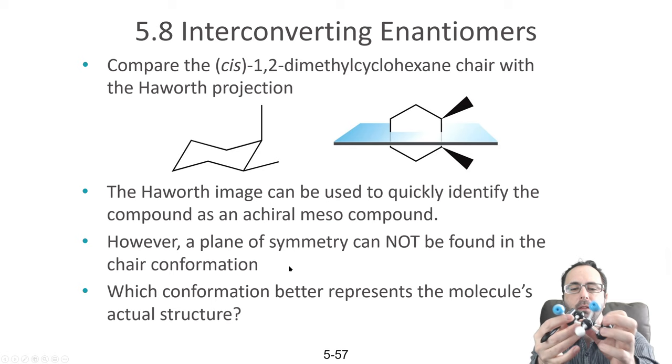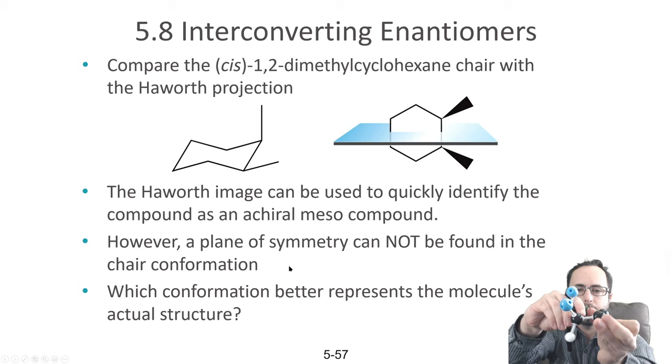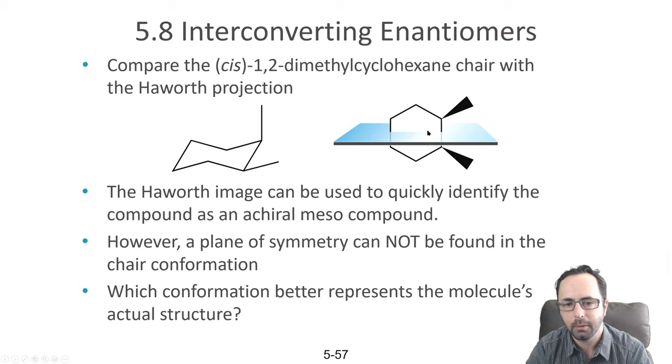But when you look at the actual structure, it does not really look like it has a plane of symmetry. What's really going on is that the ring is flipping all the time. And so there's a net symmetry, because at some point they end up kind of like this. Which of these conformations better represents the actual structure? The one on the left. But in terms of analyzing the structure, the one on the right, even though it's not exactly accurate, is useful for our analysis. And that happens a lot.